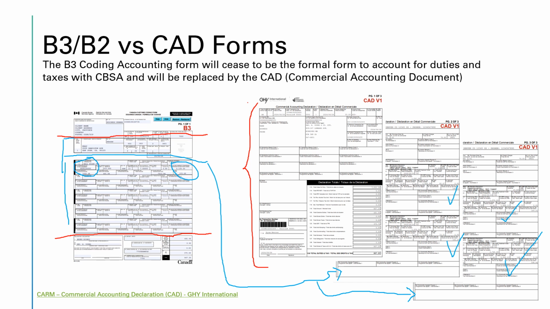Also, the CAD form is bringing what they call the adjustment part included. So it's a combination of a B3 with a B2. And I know you might not know what a B2 is yet, but a B2 used to be the form to correct all information on a B3. It was a separate form. Now the CAD form will actually combine them together in one single form.